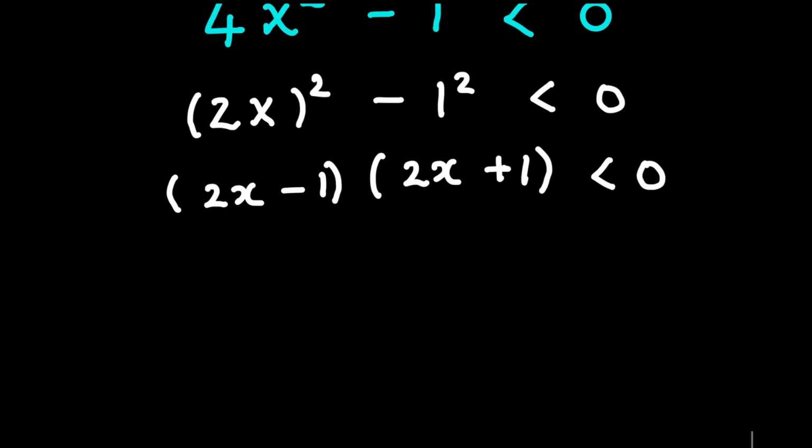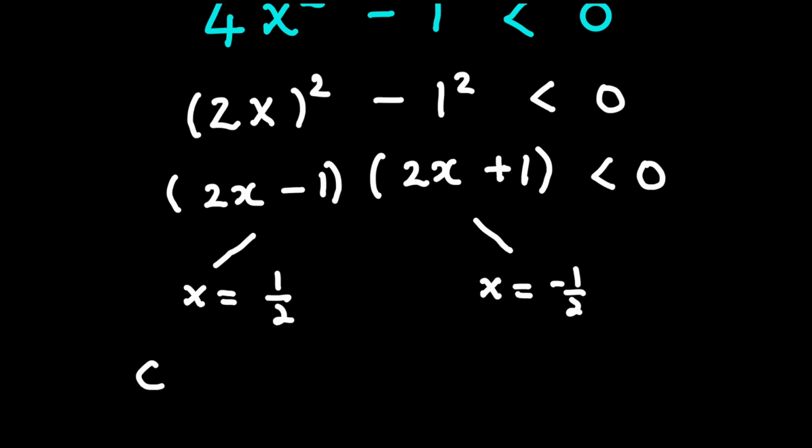Then from this, what are the critical values here? From this bracket, we're going to find that x is equal to 1 over 2. Then from this bracket, we're going to find that x is equal to minus 1 over 2. So the critical values right now are minus 1 over 2 and 1 over 2.